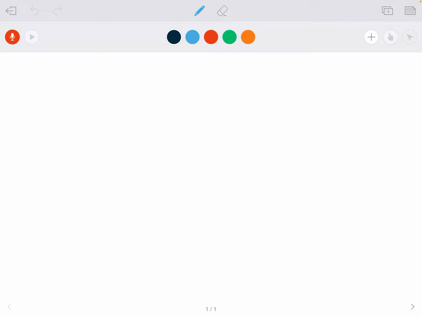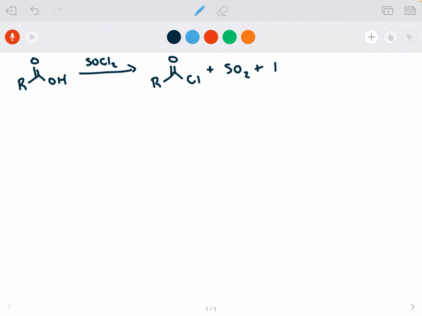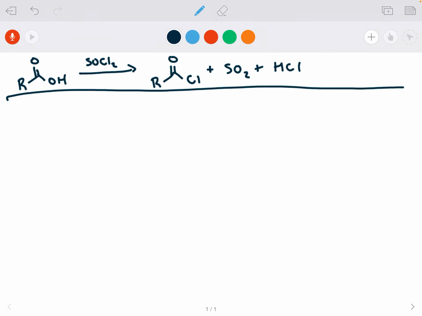So what it looks like is you start with your carboxylic acid and you react it with thionyl chloride to give your acid halide plus SO2 gas and then HCl. Now there's a couple things that drive this reaction forward, and when we work through the mechanism, which we'll do next, I'll show you what those are.